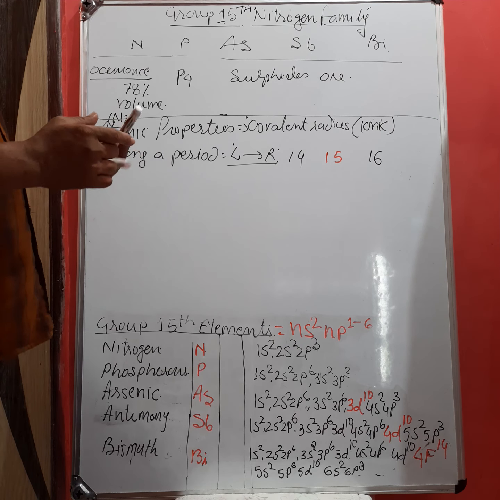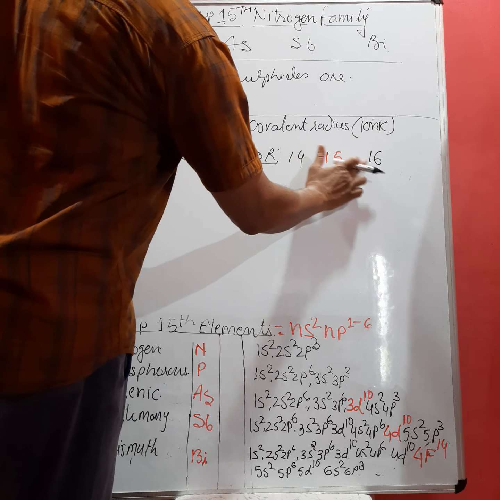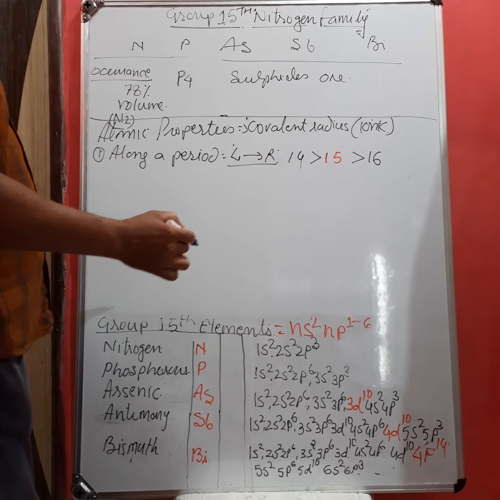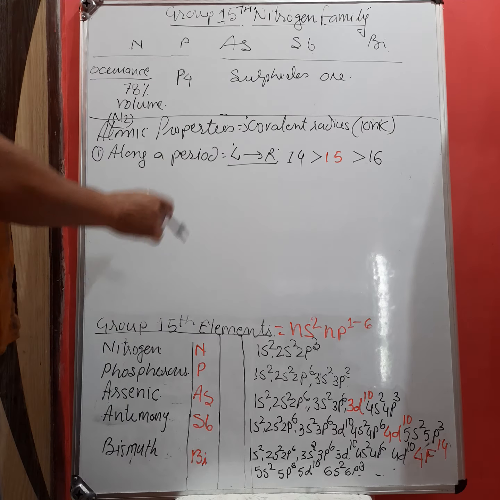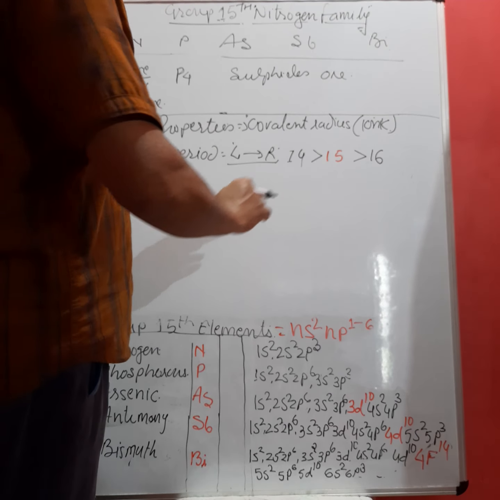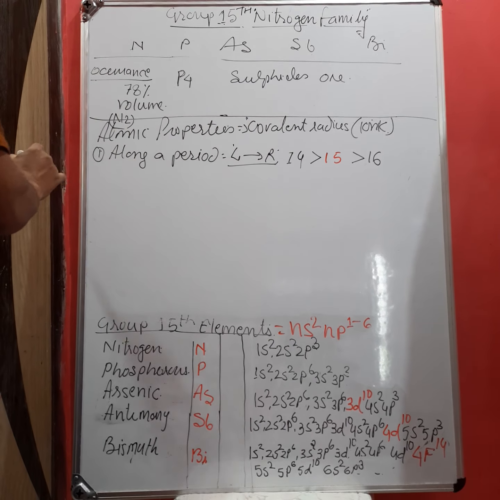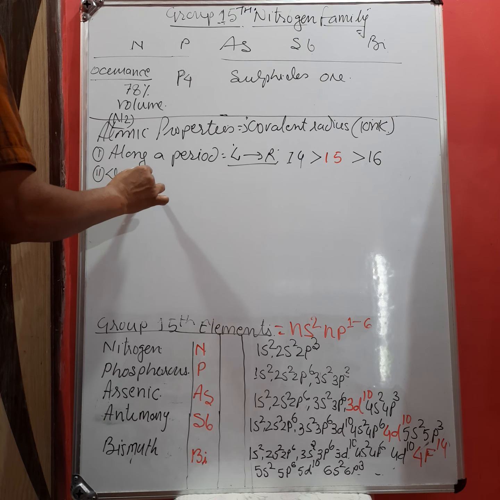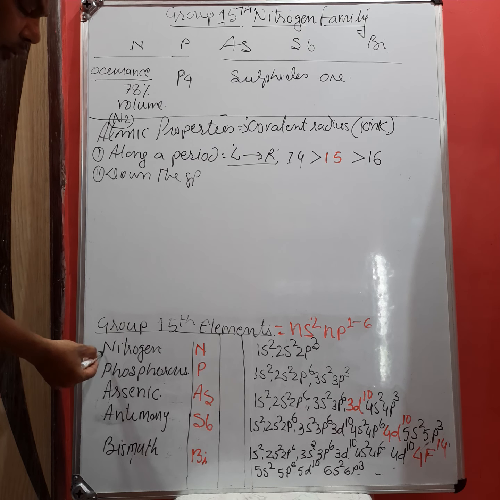Okay, that means the 16th group element has the smallest size, while the 14th group element is of the biggest size as compared to the 14th, 15th and 16th. There is no exception at all, therefore no need to discuss more, you know from the previous class. Okay, number 2, down the group, that is on moving from nitrogen to bismuth, this is called down the group.